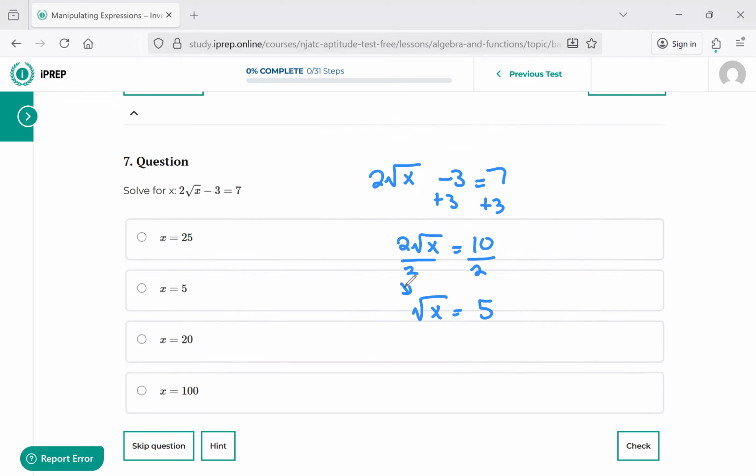Then I'm going to get rid of the square root by squaring both sides, right? Because square root of x is the same thing as x to the 1/2, right? So to get rid of this 1/2, I'm going to square both sides. So this is x equals 5 squared, which is 25. Okay, here we go.